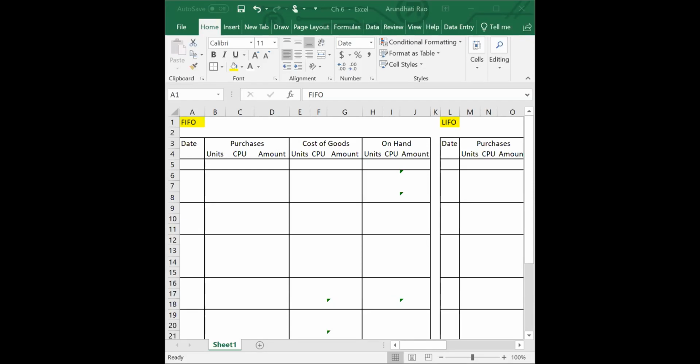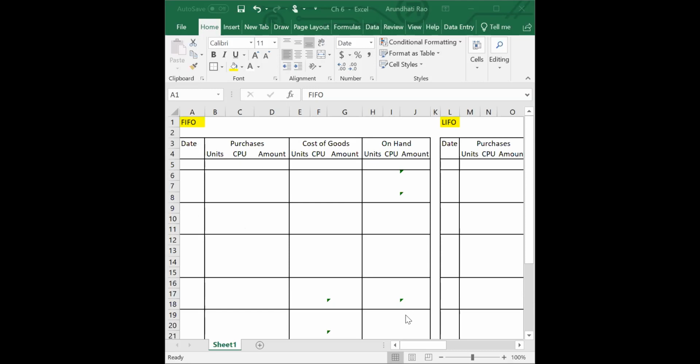They've asked us to do the same under the LIFO assumption, and also to calculate the cost of inventory on hand at the end of the month using the average cost method. So there are three different methods, and I will show you how I would work through this exercise using Excel. So let's start with what I have done over here in Excel.